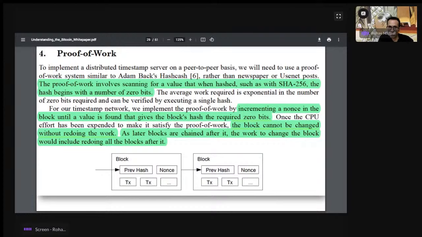Somebody's asked about the 51% attack. Yeah, sure. We are going to come to 51% in a few more slides. That's covered towards the end.